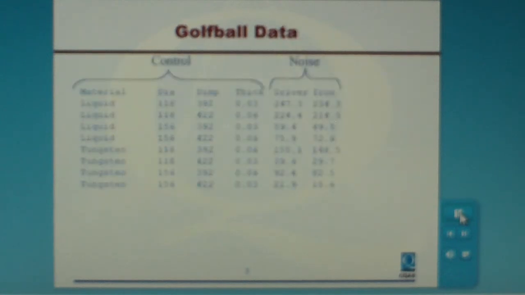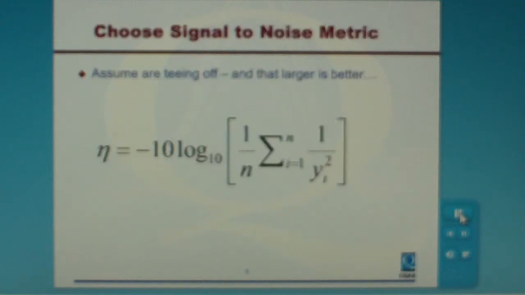Here's the data. The first 4 columns are the control experiment, which just happens to be another L8, or in this case a 2 to the 4 minus 1. The noise experiment is just an L2, or a 2 to the 1, the 2 types of clubs. We're going to assume that we are hitting from the tee, and that hitting the ball farther is better. So, we're going to use the larger is better signal-to-noise metric in our analysis.